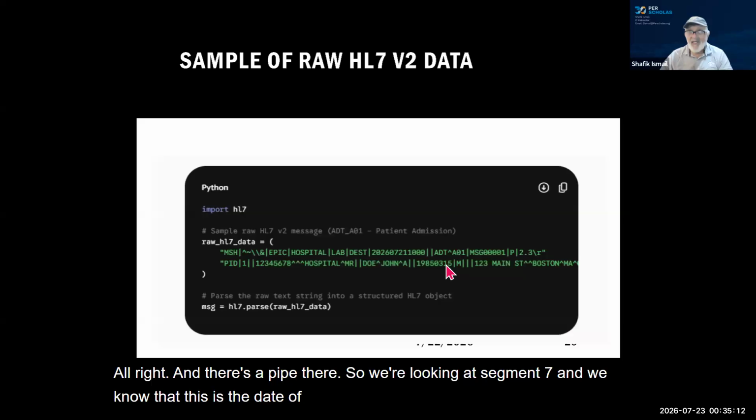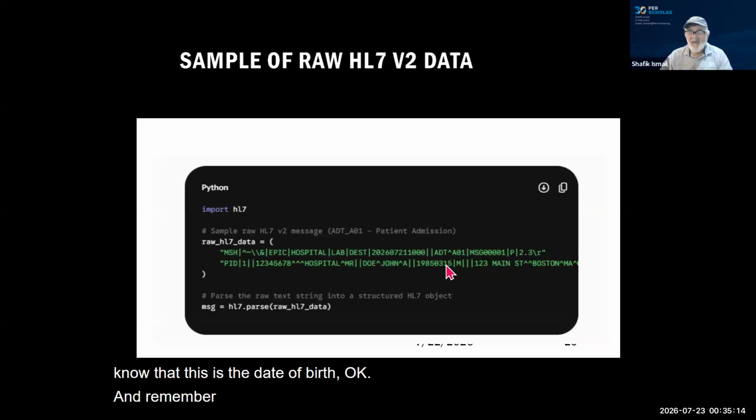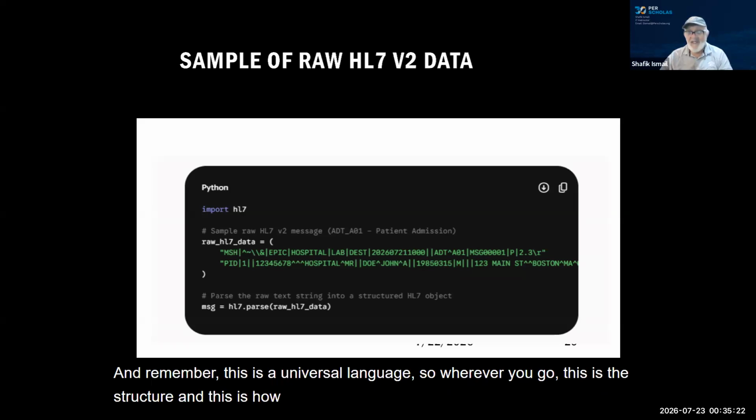And remember, this is a universal language, so wherever you go, this is the structure, and this is how every system in the US knows about HL7.